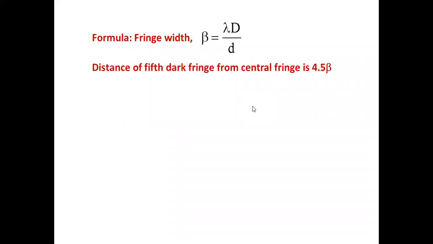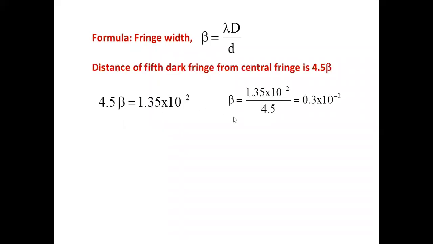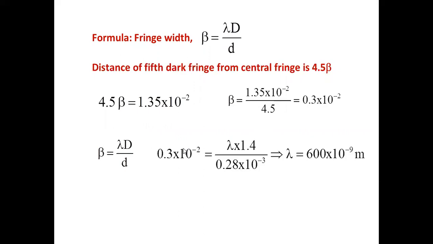How to find out the wavelength? Beta is 0.3 into 10 to the power minus 2 meters, and beta is equal to lambda D by d. You have everything except lambda, so you can find out lambda. 0.3 into 10 to the power minus 2 is equal to lambda times D, which is given in the problem as 1.4, and small d, 0.28 millimeter.